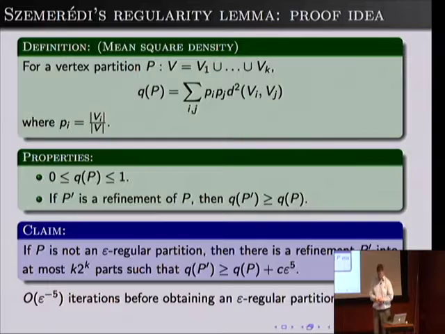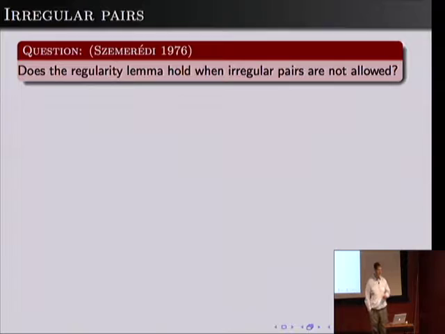And if you've worked with it long enough, you get an idea that you really can't improve this much, that the bounds you get out of this are roughly best possible. Szemerédi asked already in his original paper on the regularity lemma, does the regularity lemma hold when irregular pairs are not allowed? So you'd like it to be true if all pairs were epsilon regular. And there's a number of potential applications which you would get if this was the case. There are some potential applications where you really run into serious issues when you try to deal with the irregular pairs.